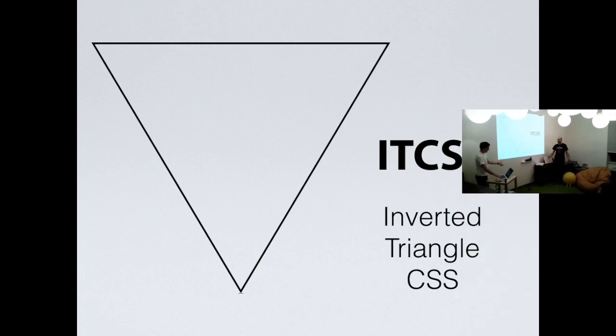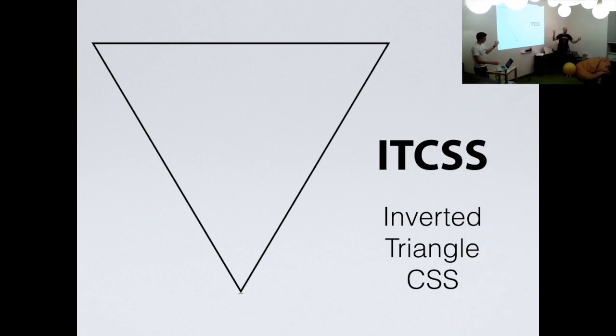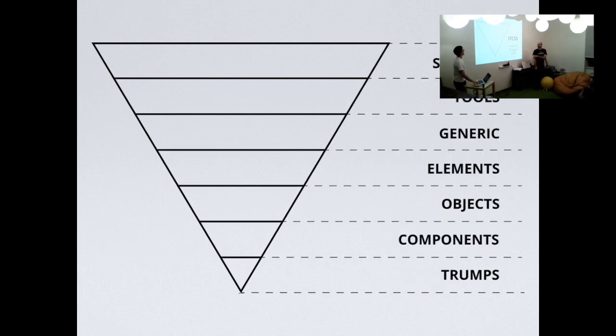So we're introducing ITCSS. What's this? ITCSS is short for Inverted Triangle CSS. This is the inverted triangle. It's nice, it's amazing.